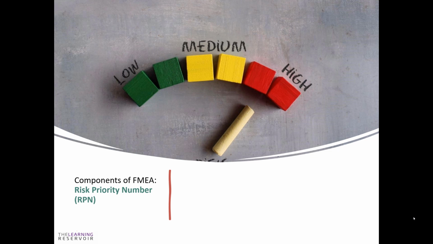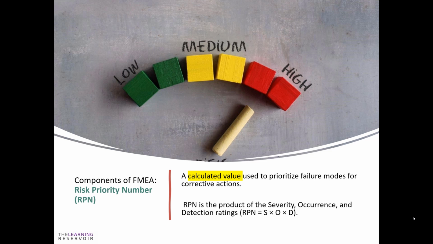So now we have 3 numbers. We've got 3 figures, and now we're going to come up with another number, which is our risk priority number, or RPN. This is a calculated value that is used to prioritize failure modes for corrective actions. So in other words, we've determined the severity, we give that a rating number, we've determined the occurrence, we give that a rating number, and we've determined detection, and we give that a rating number. And what you do in failure mode effect analysis is multiply the severity by the occurrence and detection, and that gives you an RPN, a risk priority number.